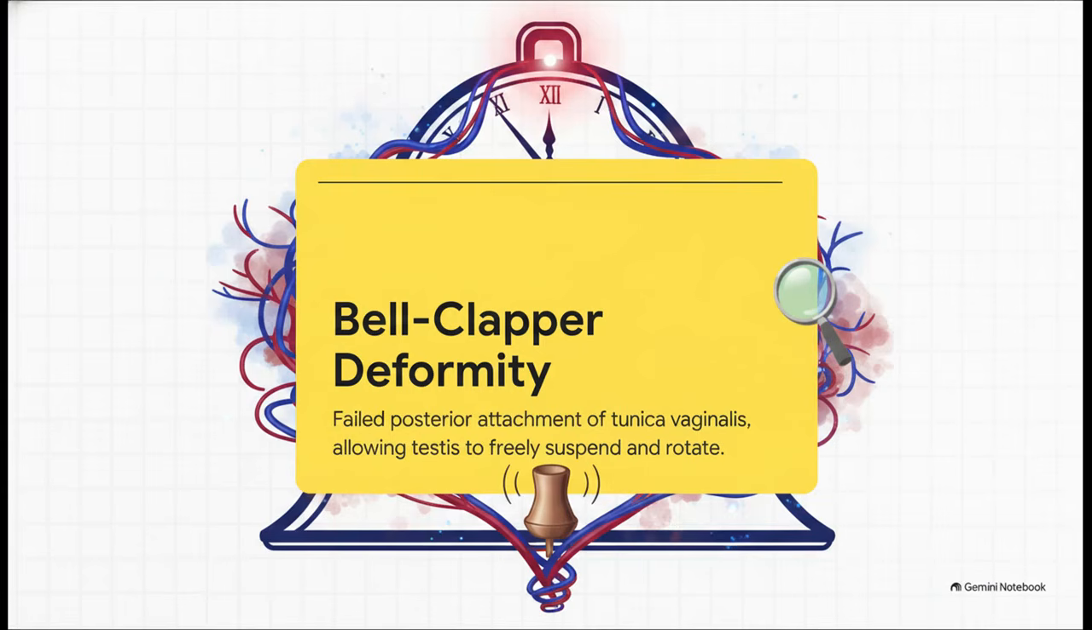Now, why does torsion even happen in the first place? It's usually caused by this fascinating anatomical quirk known as the bell clapper deformity. Normally, the tunica vaginalis attaches securely to the back, holding the testicle in place. But here, that posterior attachment completely fails. The testis is just freely suspended, swinging around like a clapper in a bell. And that allows it to freely rotate right around the spermatic cord axis.